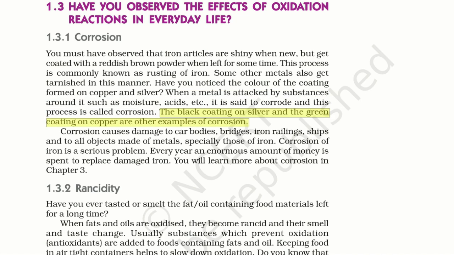The black coating on silver and green coating on copper are other examples of corrosion. So corrosion is nothing else but the oxidation of that respective metal. The oxidation occurs due to the moisture or acid when it reacts with the metal. Corrosion causes damage to car bodies, bridges, iron railings, ships, and all objects made of metal. Corrosion of iron is a serious problem. Every year, an enormous amount of money is spent to replace damaged iron.